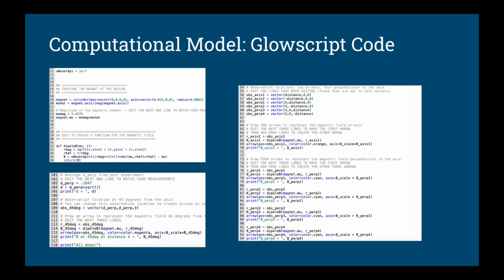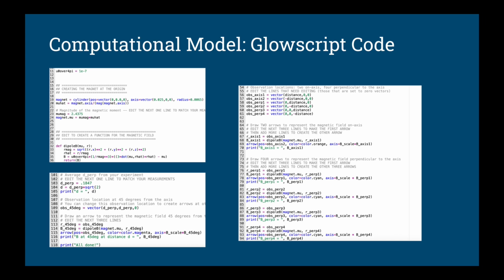Here we see the computational model, or the GlowScript code, including the constant mu over 4 pi, which is 1 times 10 to the negative 7th. We were able to create the magnet at the origin, as well as a function for the magnetic field, which is defined by the function dipole B, with inputs mu and r. Then we took the average d perp from the experiment, and then created an observation location at 45 degrees from the axis to get some various information.